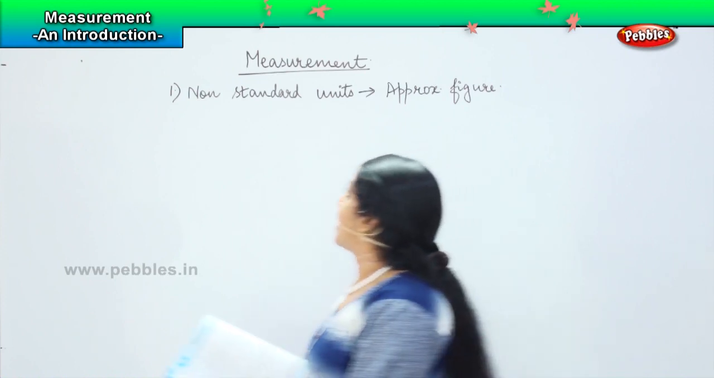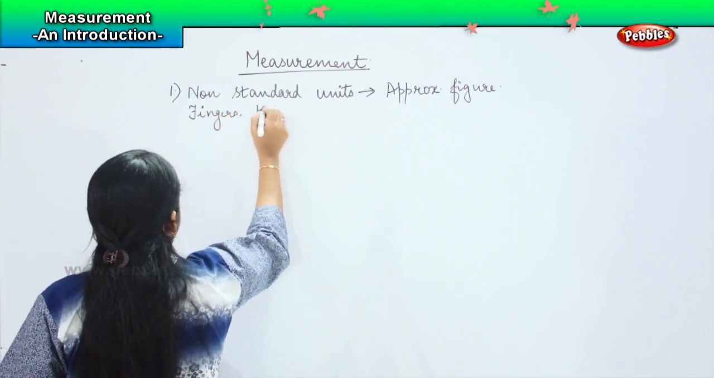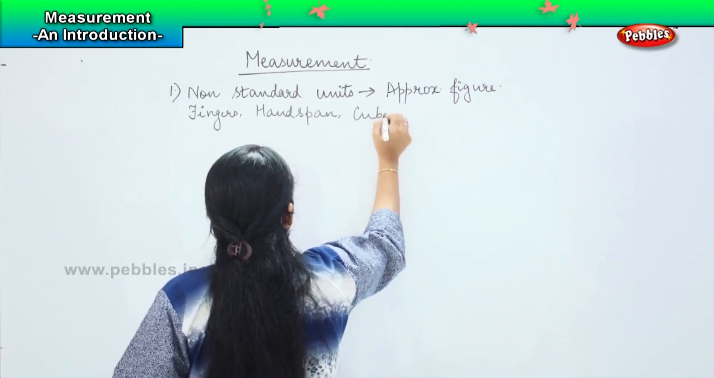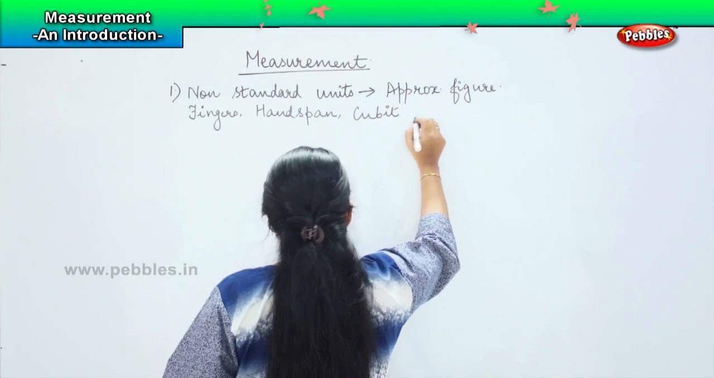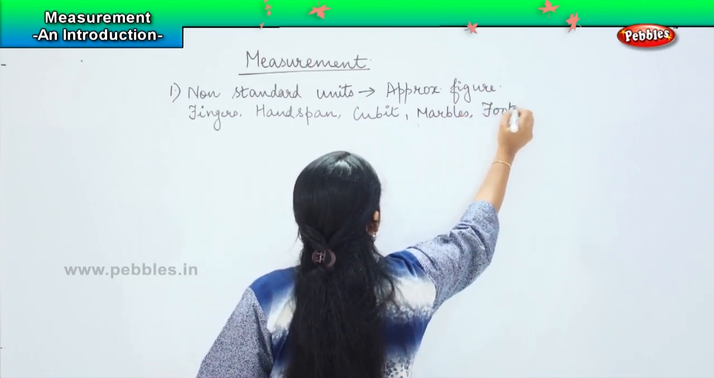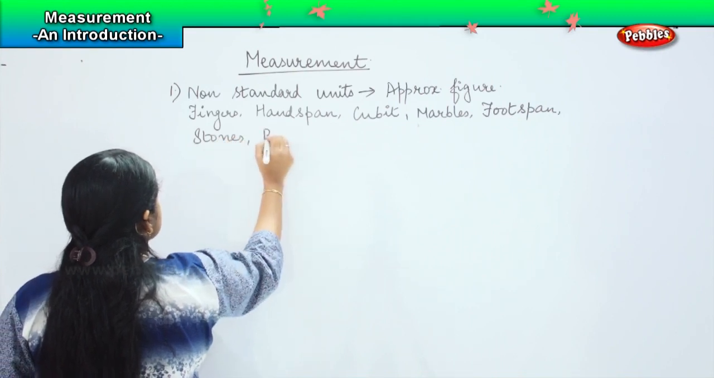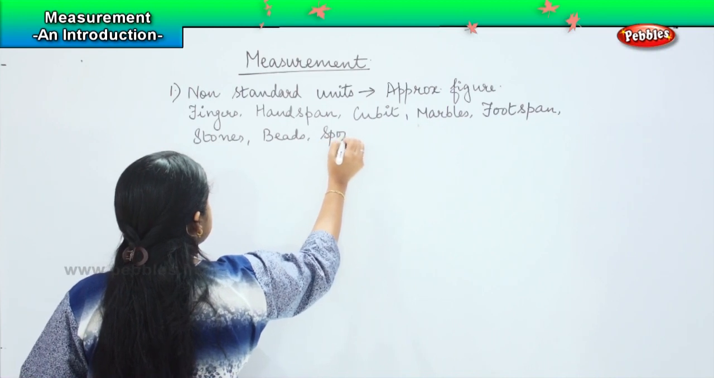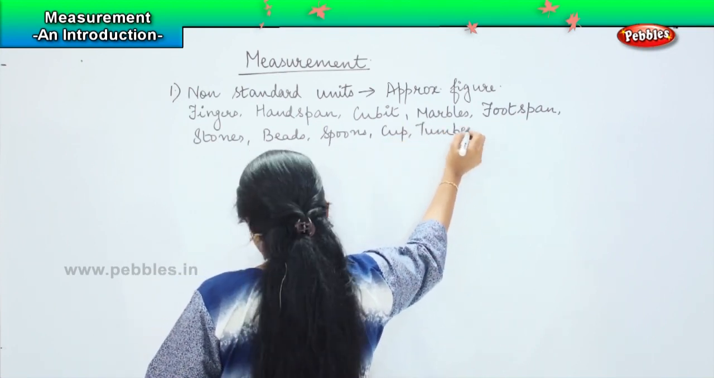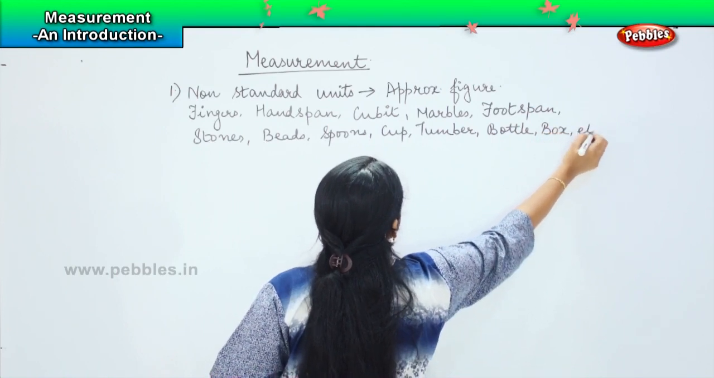So coming to the first one, we have fingers, then we have hand span, then we have cubit, then you have marbles, you have foot span, you have stones, beads, spoons, cup, tumbler, bottle, box, and the list goes on.